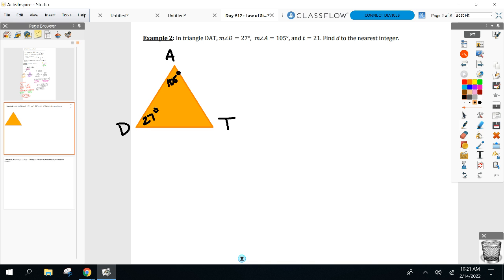Everyone see the new notation? Lowercase t, that's the side across from angle T. And you're finding side D, the side across from angle D.